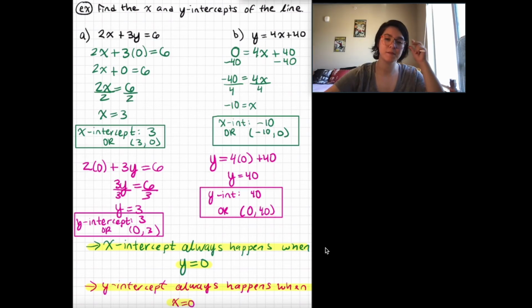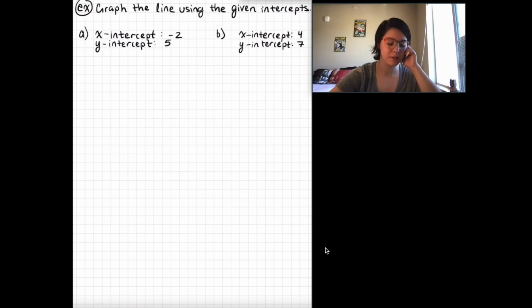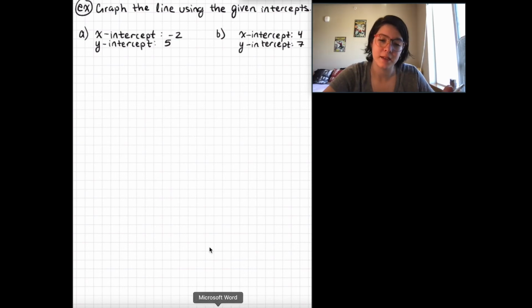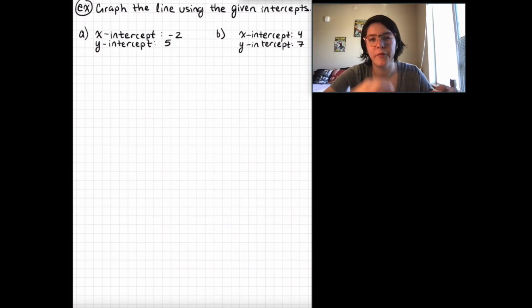Perfect. Hopefully that's making some sense. Let's look at the next example. We're asked to graph the line using the given intercepts. So we're kind of doing the same idea, but this time we're going backwards. So before we had to find the intercepts, and now we're trying to find the line using the intercepts.